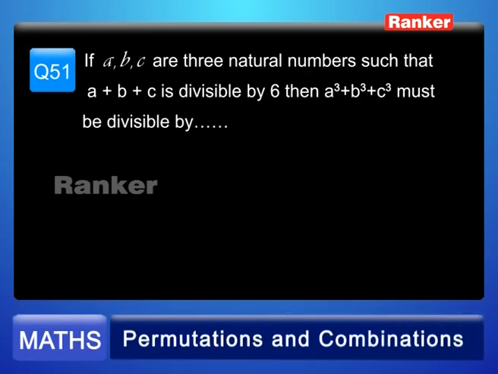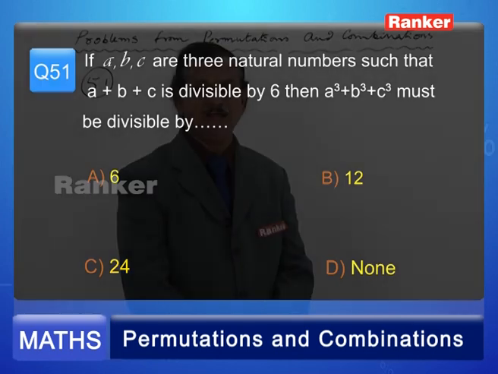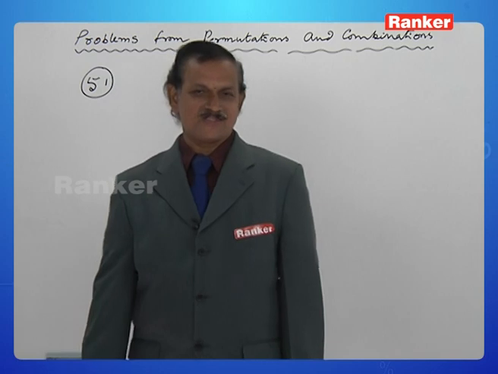The 51st question is, if A, B, C are three natural numbers such that A plus B plus C is divisible by 6, then A cube plus B cube plus C cube must be divisible by, he is asking us, 6, 12 or 24 or none. Let us examine. It is an interesting question.